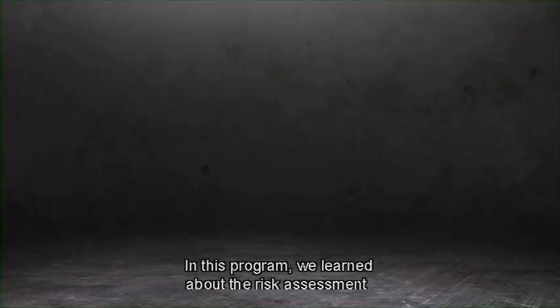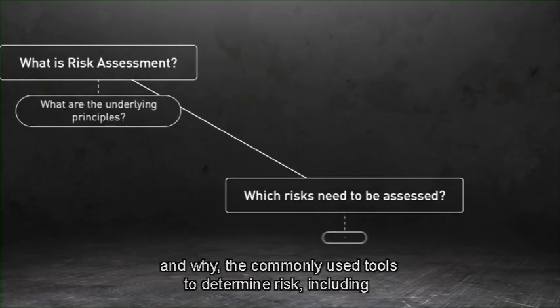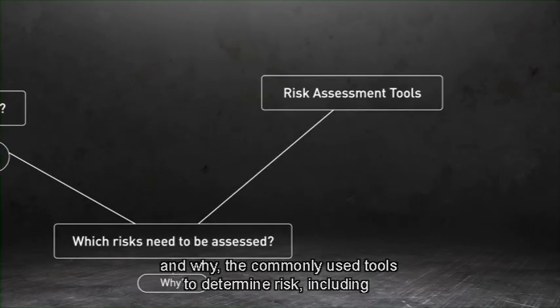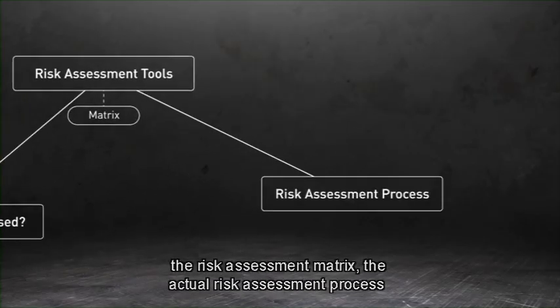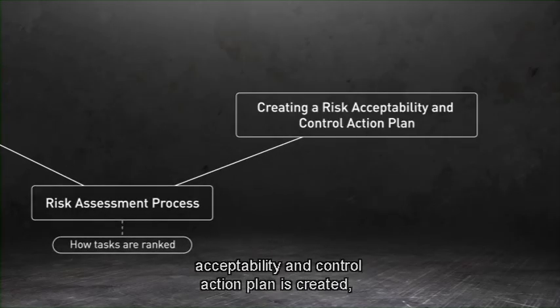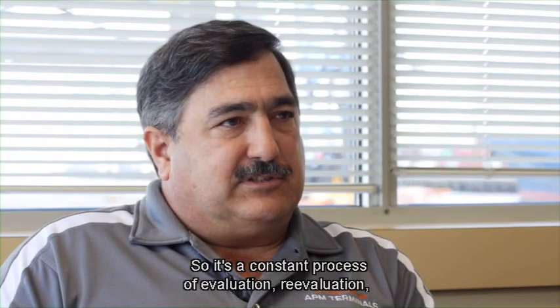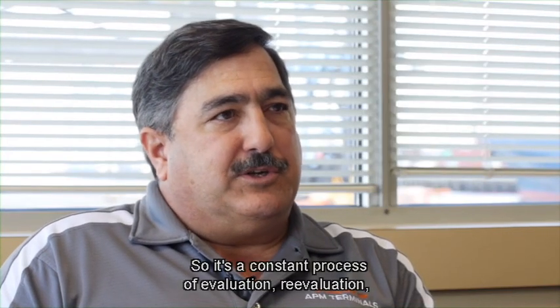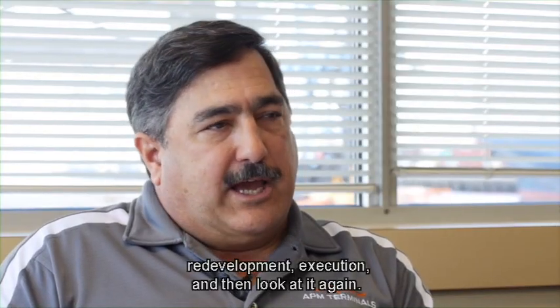In this program, we learned about risk assessment and its underlying principles, which risks need to be assessed and why, the commonly used tools to determine risk, including the risk assessment matrix, the actual risk assessment process and how tasks are ranked based on degree of risk, how a risk acceptability and control action plan is created, and the actions that are typically created once the assessment process is complete. So it's a constant process of evaluation, reevaluation, redevelopment, execution, and then look at it again.